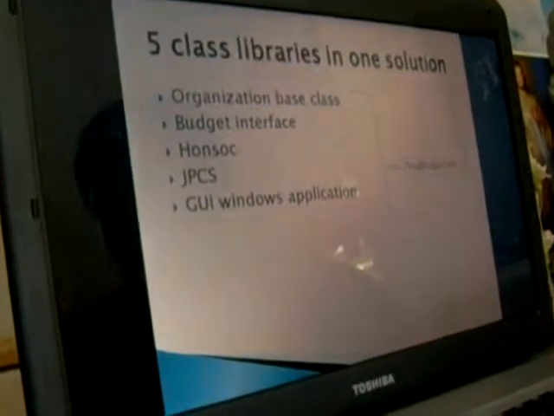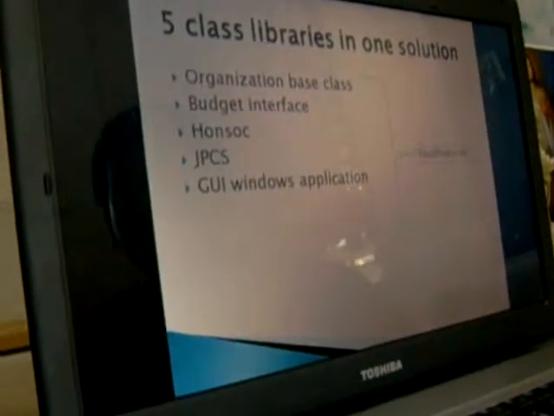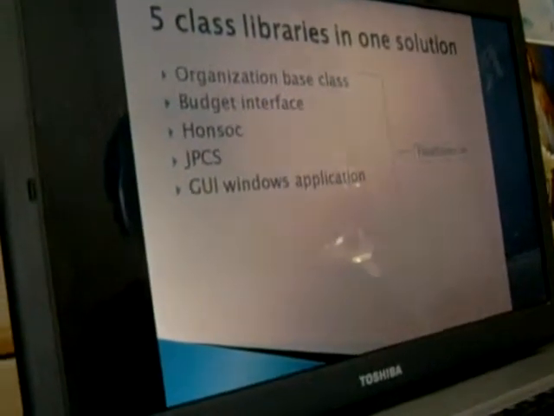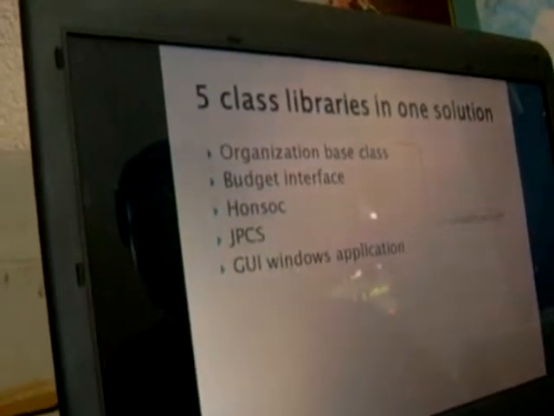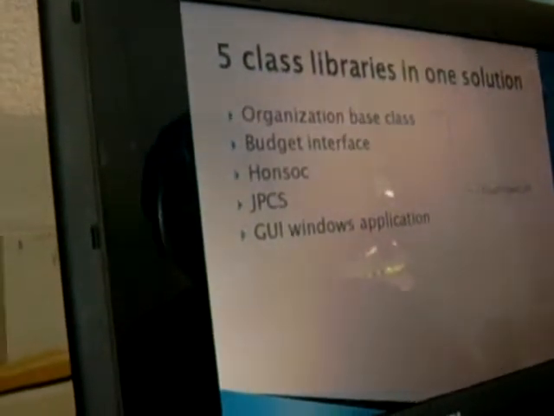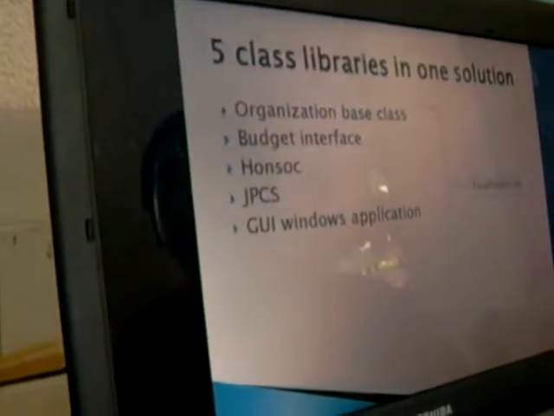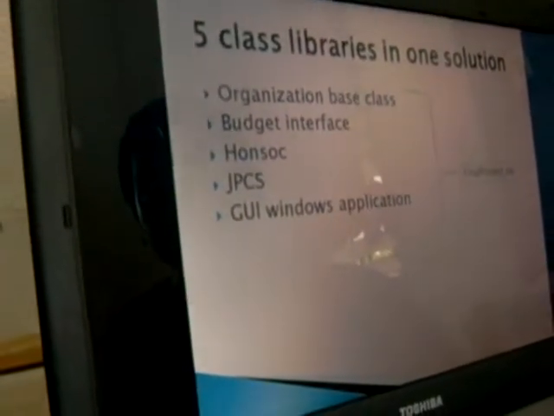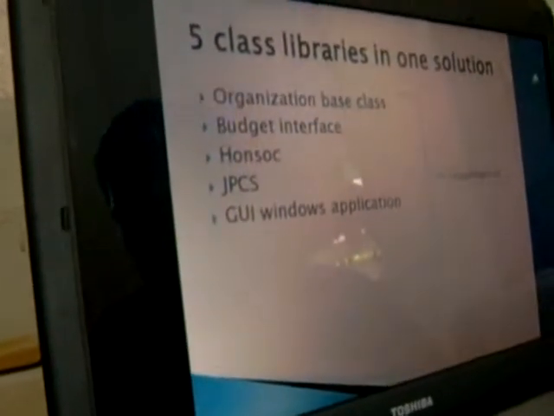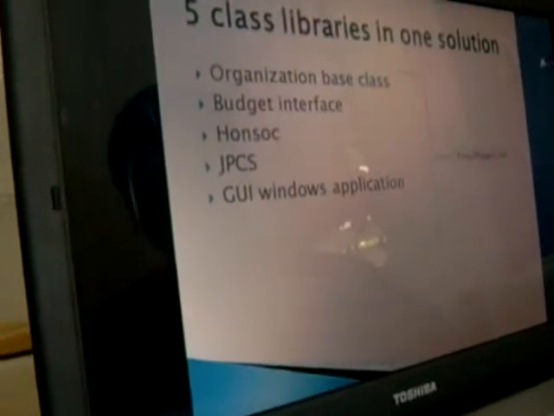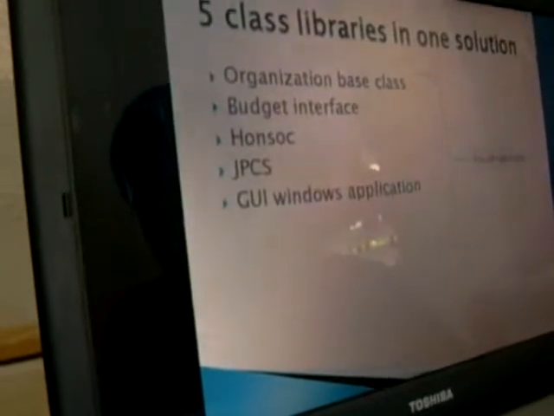Now, to give a list of items for the class libraries, we have the following. The first is the organization base class. Next is the budget interface class. Then we have the HONSOC class and the JPCS class. And finally, we have the GUI Windows application class. All of these were stored in one solution called finalproject.sln.